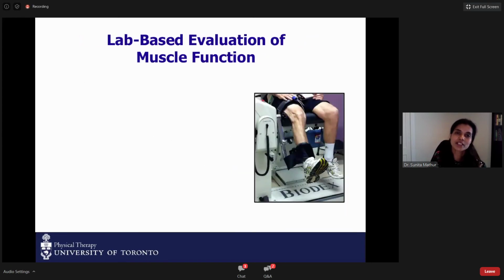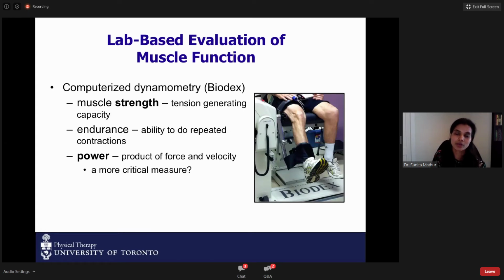So now we'll turn our attention to measuring muscle function or muscle strength. So in the lab, we use a computerized dynamometer, or Biodex. And if you go to any movement performance lab or biomechanics lab, you'll see these types of devices. And they can be used to measure muscle strength, muscle endurance, and also muscle power.